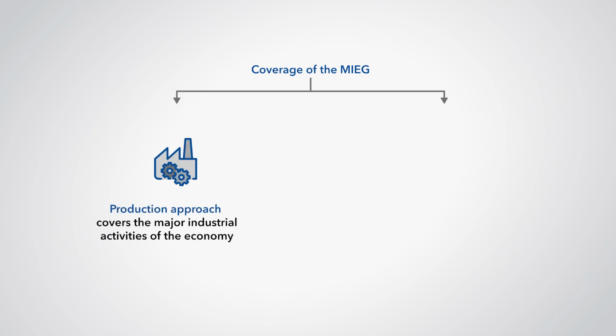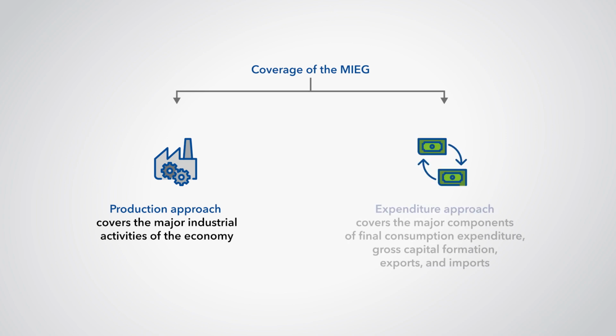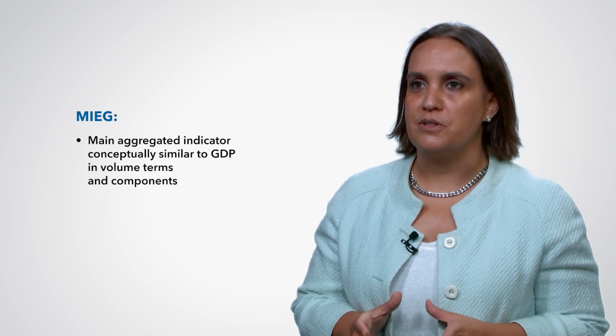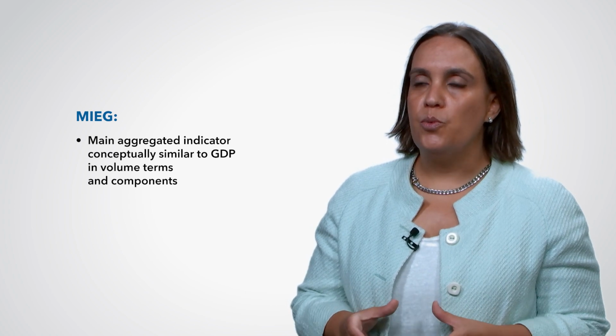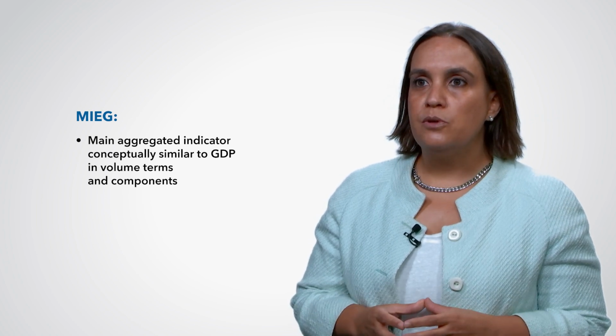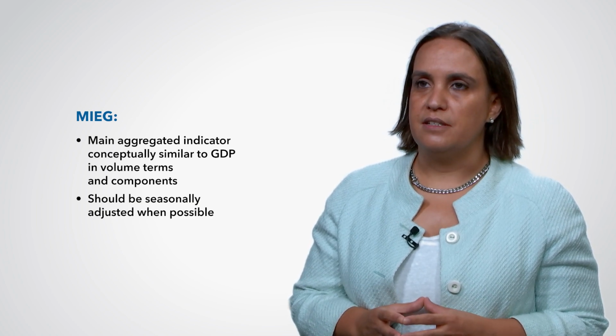The coverage of the MIEG is usually based on either the GDP compiled by the production approach, which covers the major industrial activities of the economy, or the expenditure approach, which covers the major components of final consumption expenditure, gross capital formation, exports and imports. The MIEG will usually include a main indicator that is conceptually similar to GDP in volume terms, and other series that represent components or groups of components within the overall aggregates. When possible, the indicator should be seasonally adjusted.